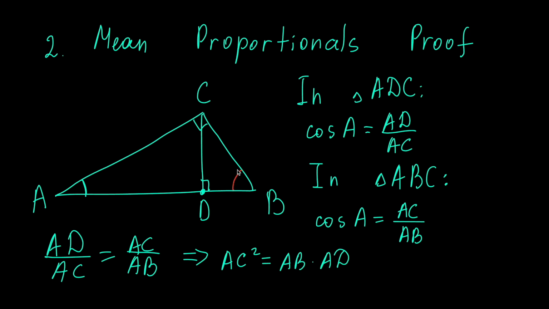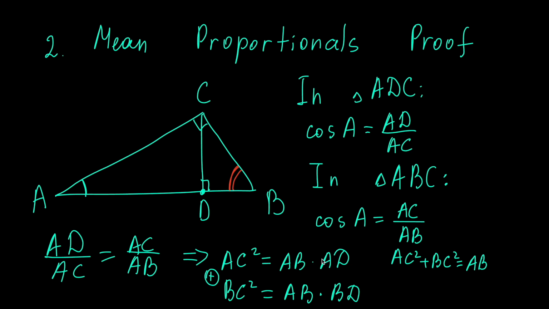Now using similar reasoning for cosine of angle B, we can state that BC squared equals AB times BD. Now if we add these equalities together, then we have AC squared plus BC squared equals AB times the sum of AD and BD. But AD and BD sum up to AB. So we have the square of the hypotenuse on the right-hand side of this equation, which again proves Pythagoras' theorem.